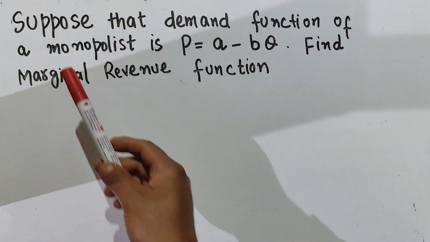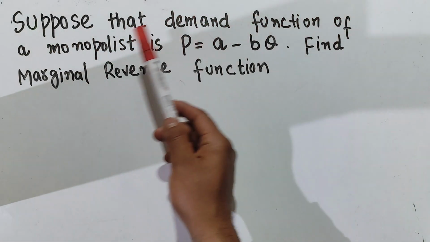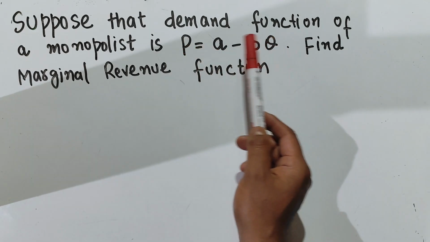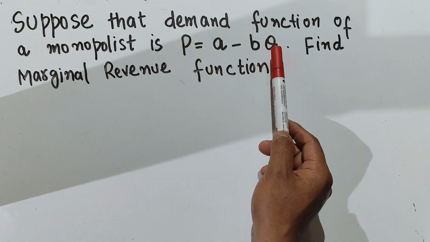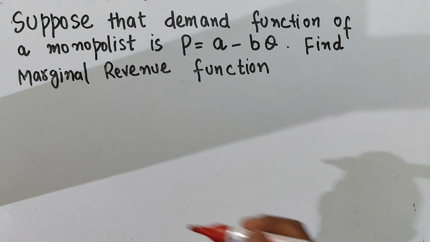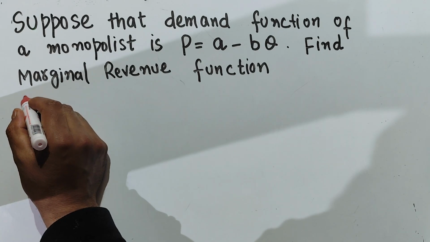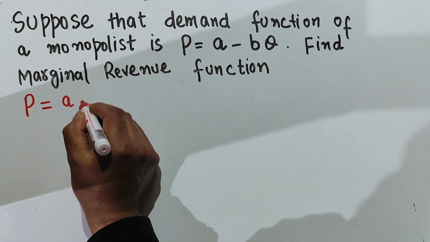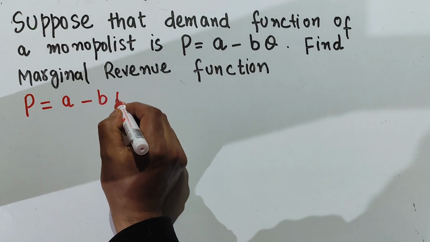The question is, suppose that the demand function of a monopolist is given as P is equal to A minus BQ. P is the price and Q is the output. Find the marginal revenue function. Okay, so what are we being given? We are being given the inverse demand function, that is P is equal to A minus BQ.